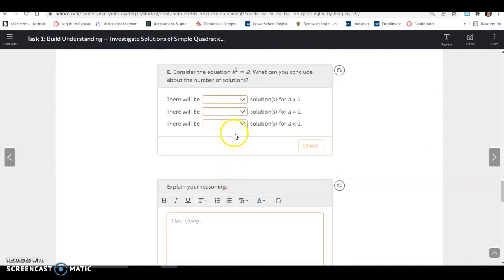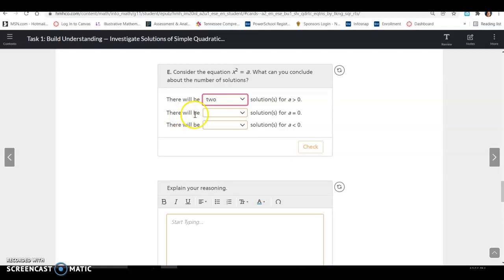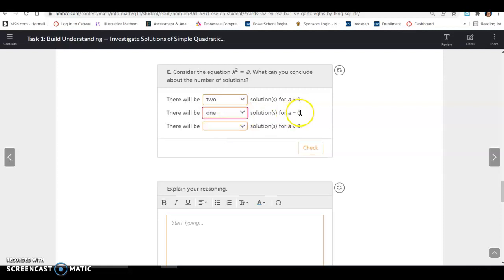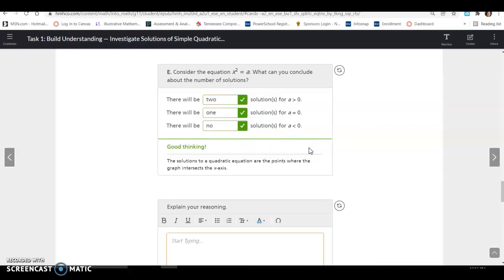Consider the equation x squared equals a. What can you conclude about the number of solutions? There will be blank solutions when a is positive. There will be 2 solutions when a is greater than 0. There will be blank solutions when a equals 0. When a equals 0, it touches at one point. Remember, 0 is not positive or negative, but it does intersect at one place. And this last one says there will be blank solutions for a less than 0. So when a is negative, there are no solutions.